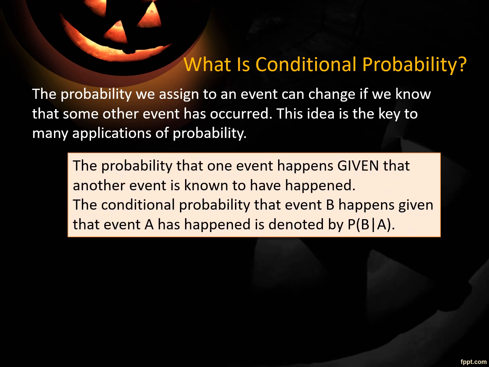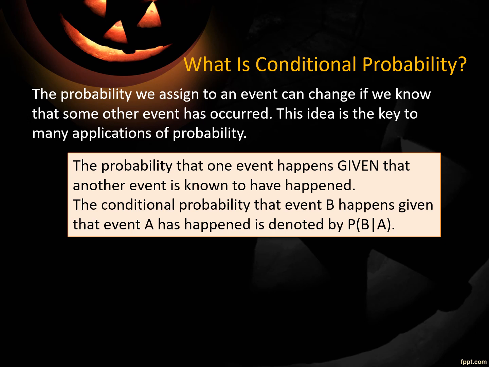So we say conditional probability is the probability that one event happens given that another event is known to have happened. The conditional probability that event B happens given that event A happens is denoted by probability of B given A. So we have this new symbolism that we're going to be using.